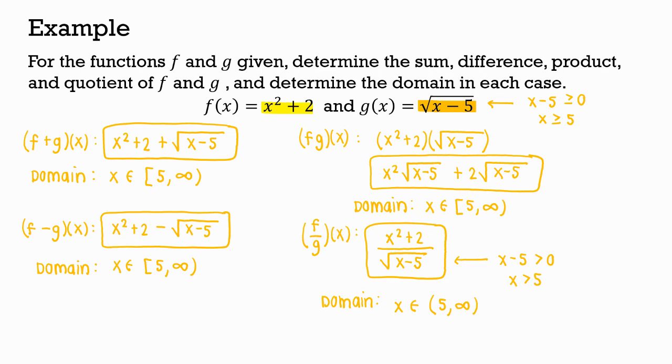So that was the one slight difference in this particular problem. Just always look to see what you are dividing by. You can never have that division by 0. So I had to exclude 5 from that final domain.